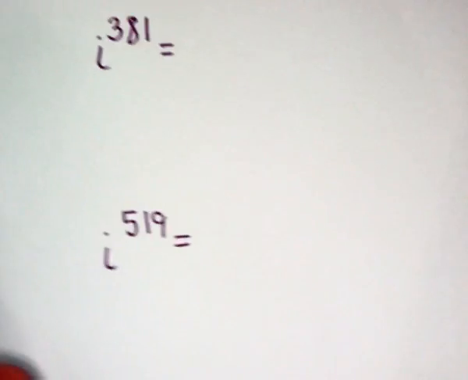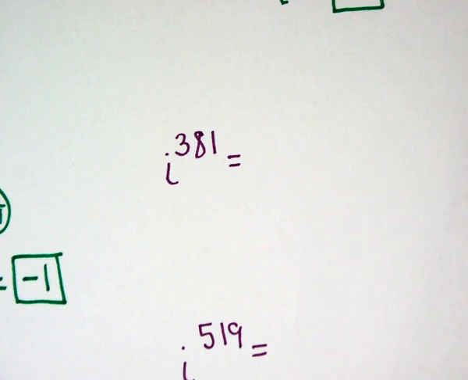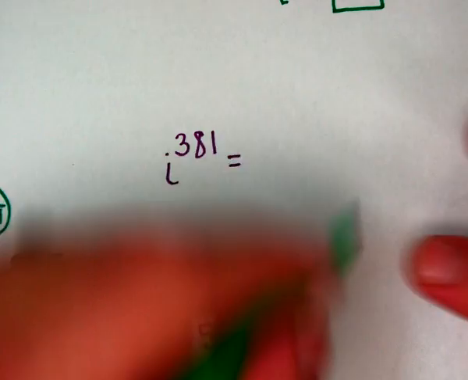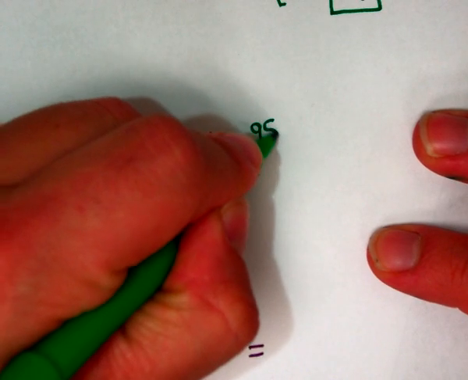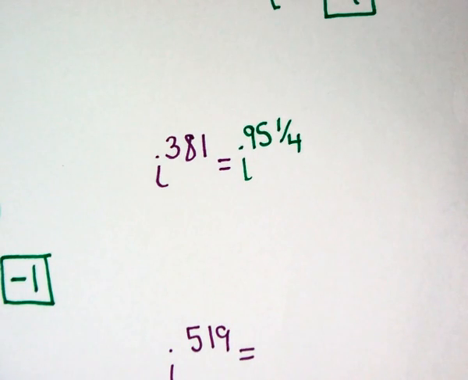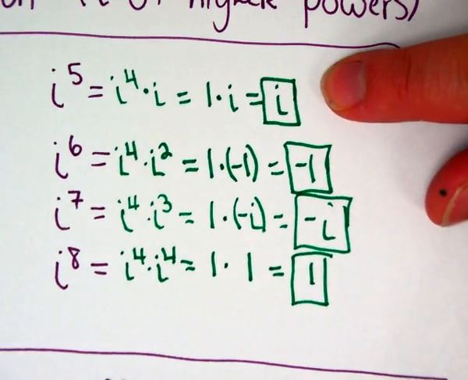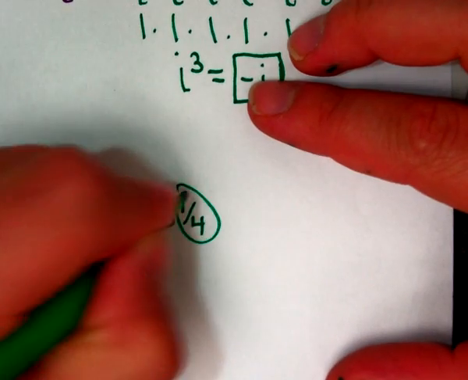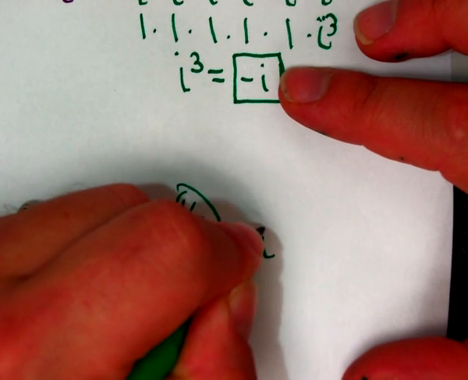i to the 381st power: 381 divided by 4, we get 95 and 1/4. That means we'll get i to the 4th 95 times, and then we're going to go 1 time into the new pattern. Remember, the pattern starts over. Here's the first one, i. So because of this, it's just going to be i to the 1st power.